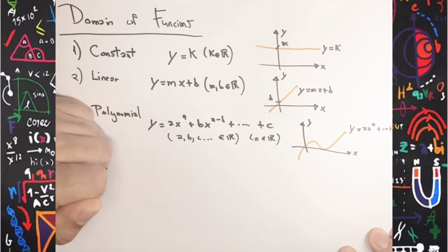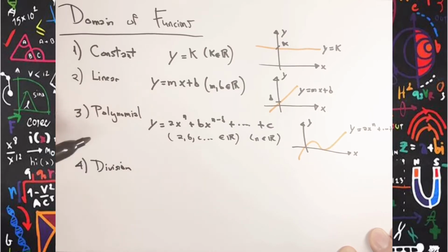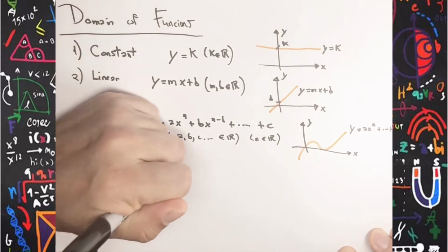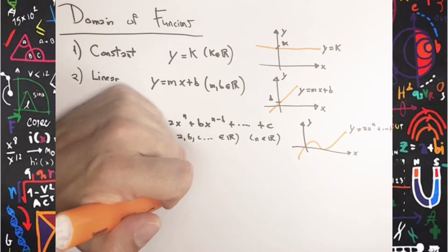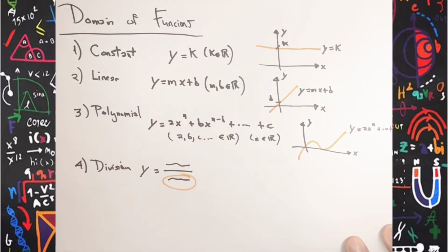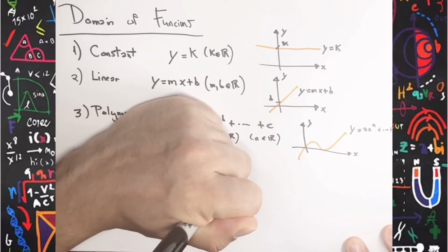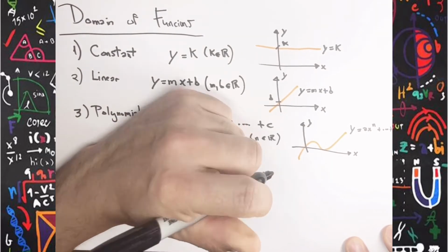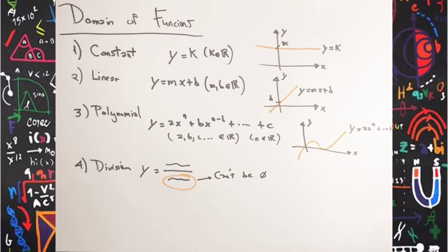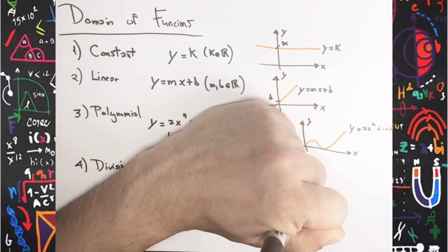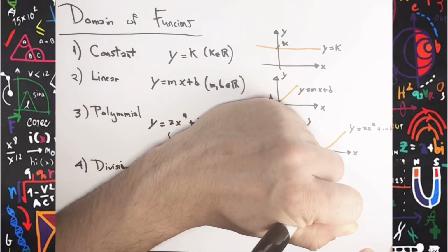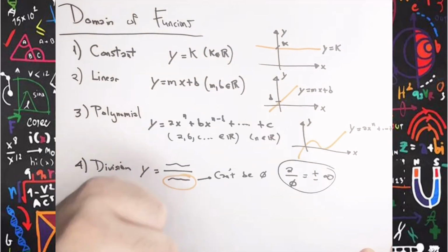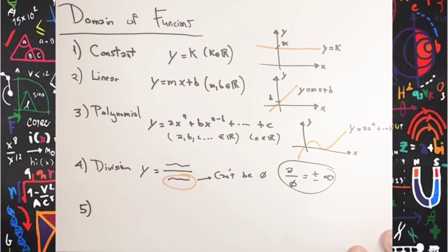Number 4, divisions. Here's where we're going to find our first restriction for existence. They look like this: y equals something numerator over something denominator. And here's where the restriction is going to come in. The denominator can't be 0. The denominator of the function cannot be equal to 0. Why? Because if you have a constant divided by 0, that equals either positive or negative infinity. So that doesn't exist. We cannot compute that. We don't know what that means. So that's where the restriction is.